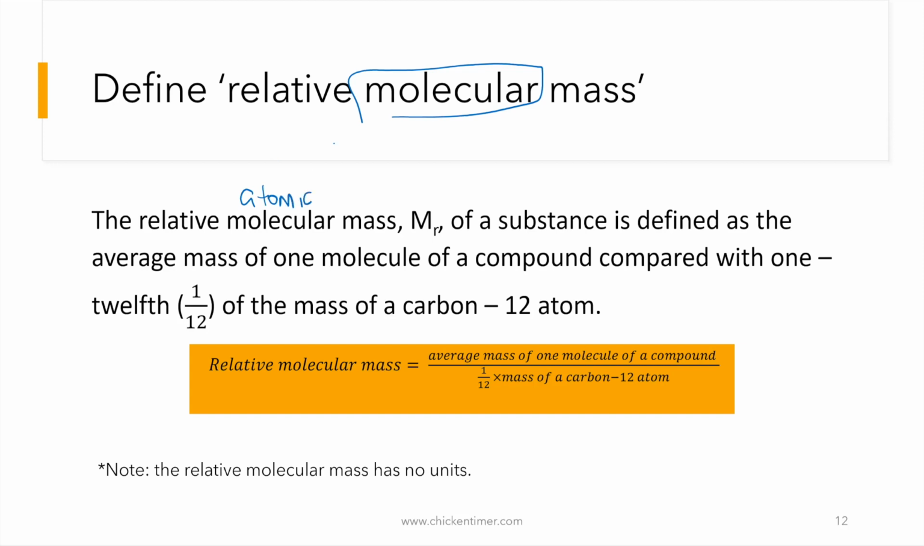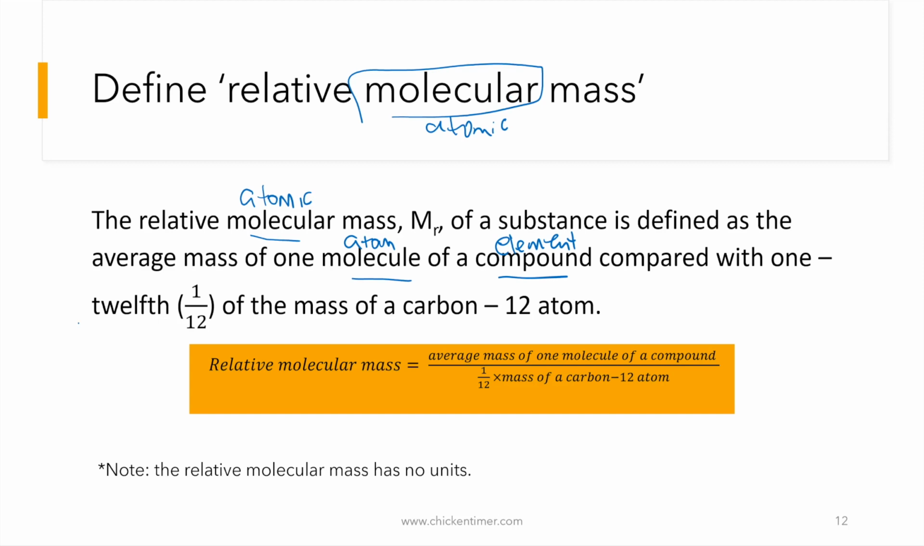The relative atomic mass of a substance is defined as the average mass of one atom of an element compared with 1/12 of the mass of a carbon-12 atom. The blue words are what I replaced, which are found in the definition of relative atomic mass. For the molecule, just change atomic to molecular, atom to molecule, and element to compound. Then it's the relative molecular mass.